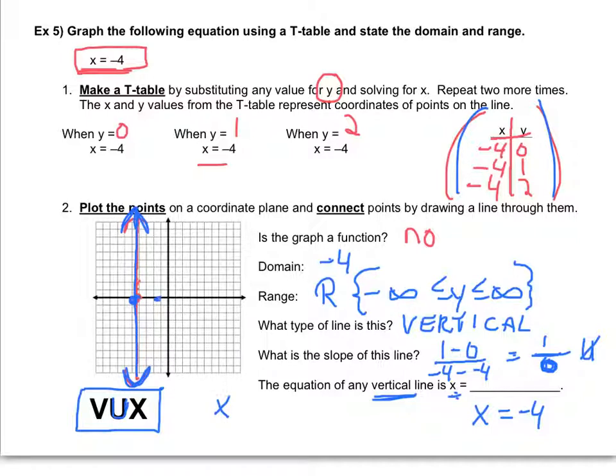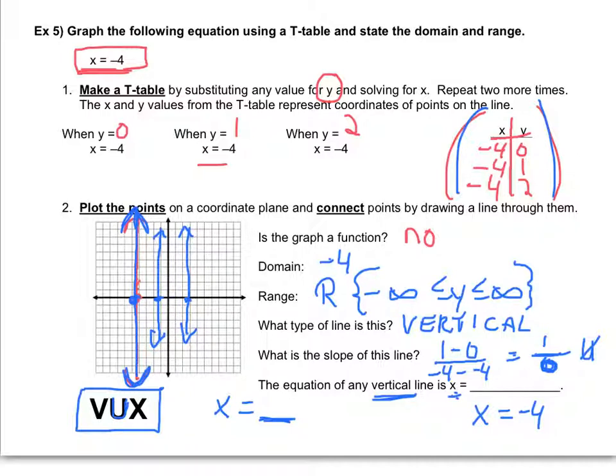If it was here, it would be x equals -1. If it was over on the right, here we would have x equal to 3. So all of those are vertical lines. It'll be x equals whatever, wherever it crosses on the x-axis.